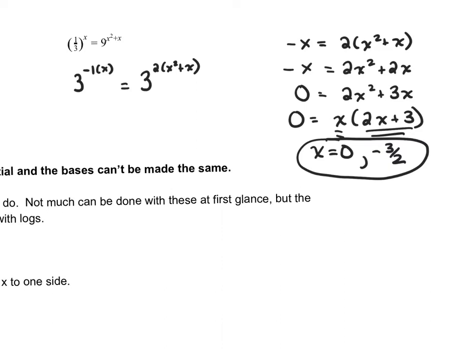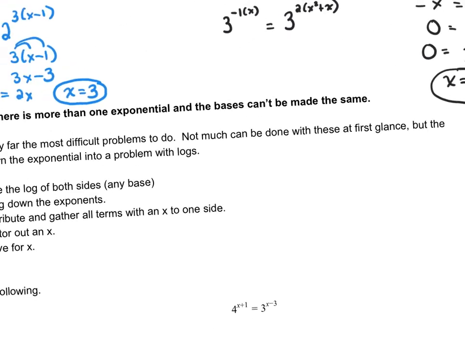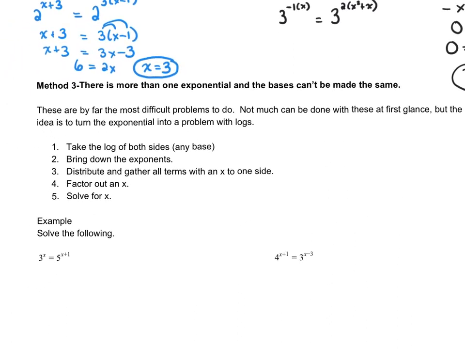So those were really nice. You had two exponentials. You can make the bases the same. The problem is when you can't. So if you have more than one exponential term, but you can't get the bases the same, this is a little tricky. So like if I have 9 to the x and 7 to the x minus 1. No way I can make 9 into 7 or 7 into 9 or anything in between. So we'll have to do it a little different way.